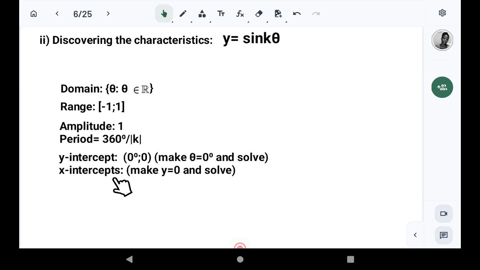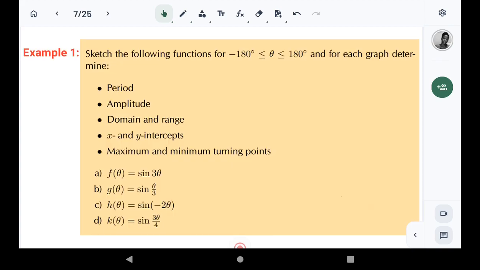The y-intercept and the x-intercept: in general, whenever you're dealing with graphs or functions, whether algebraic functions, your straight line graph, parabola, hyperbola, you name them, when you want to find the y-intercept, you make x 0. In this case, you make theta 0. When you want to find the x-intercepts, you make y 0 and then solve. That's generally how you would solve your intercepts.